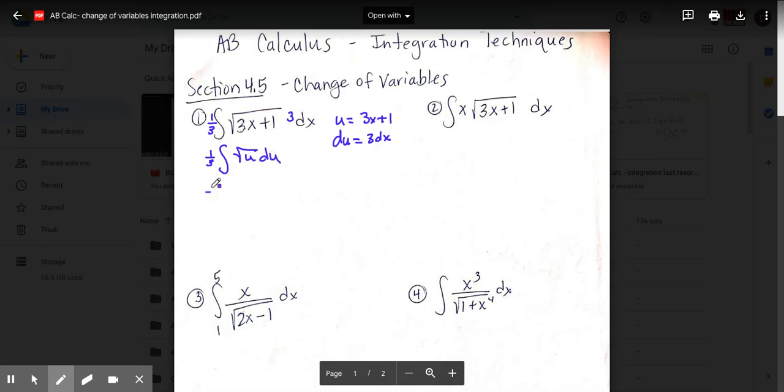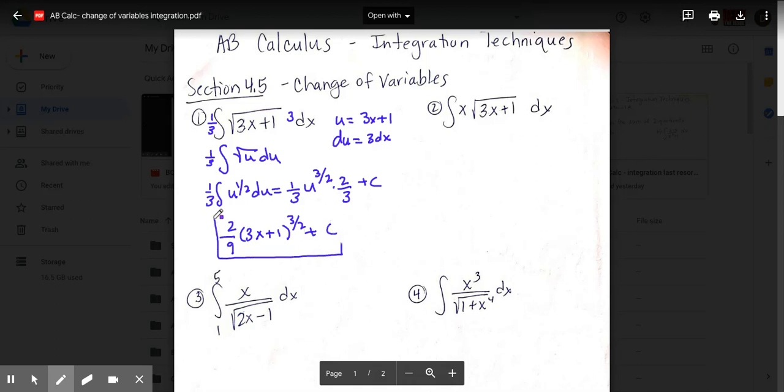So you would rewrite that as 1/3 the integral of u to the 1/2. And when you integrate that, you add 1 to the power. So it would be u to the 3/2, right? When you add 1 and divide by 3/2, it's the same thing as multiplying by 2/3. So you end up getting 2/9 u, which is (3x + 1) to the 3/2, plus c. Okay, so that's nothing different than we've learned before. What's different is number 2.